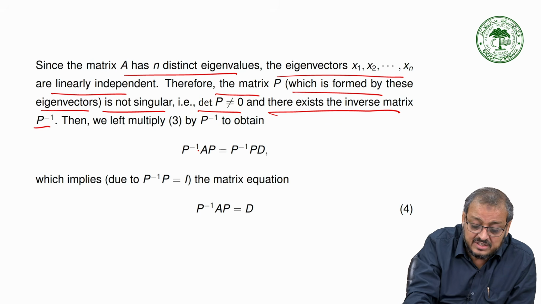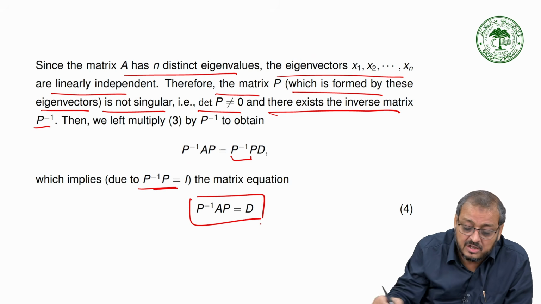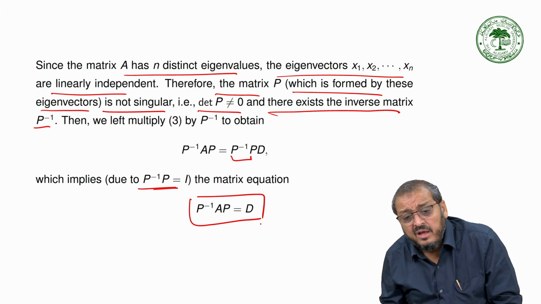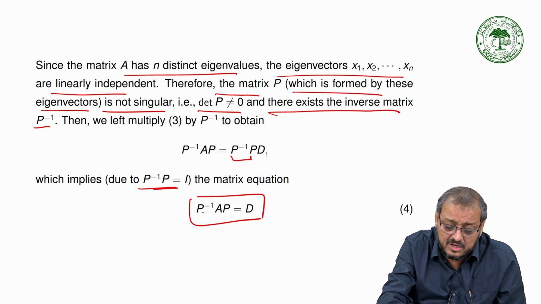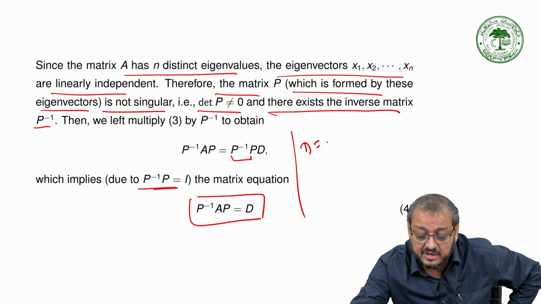Now P inverse P is nothing but the identity matrix, so we can write it in the form of D. So D can be written in the form of P inverse A P. So we can say that the diagonal matrix D can be written as P inverse A P. Then what is P?